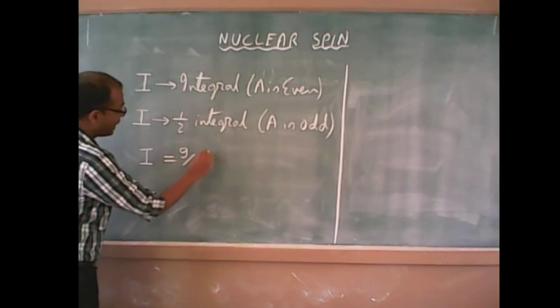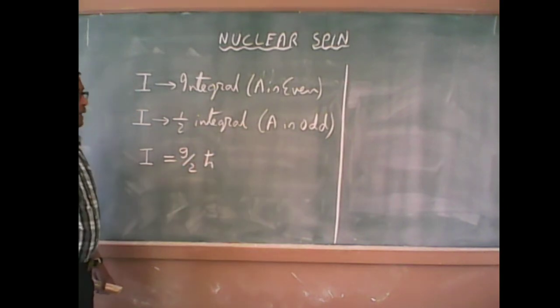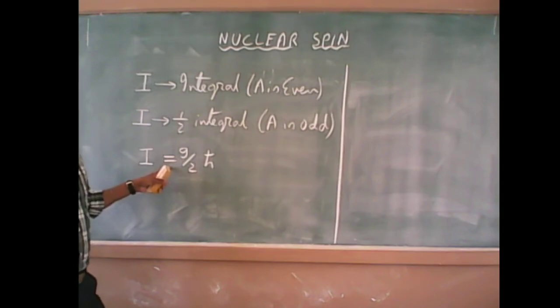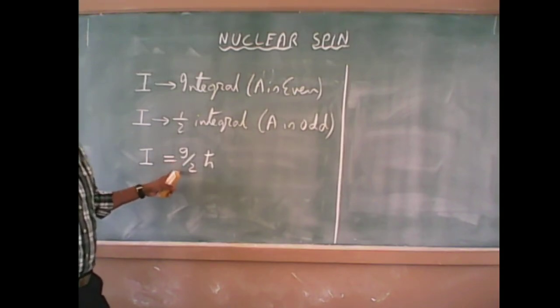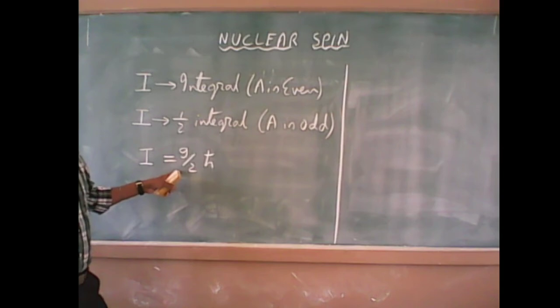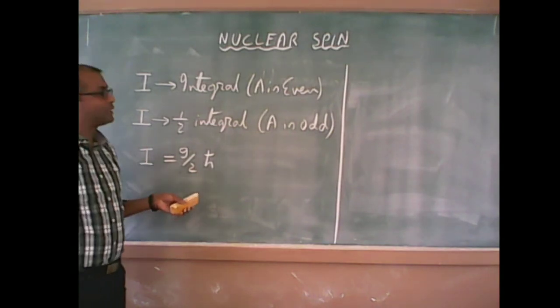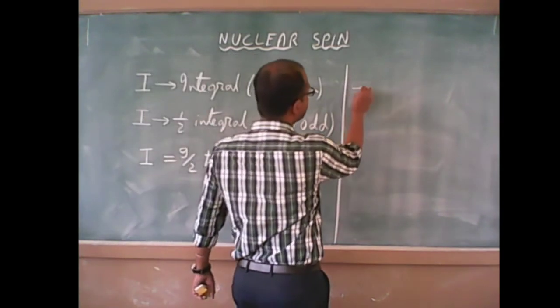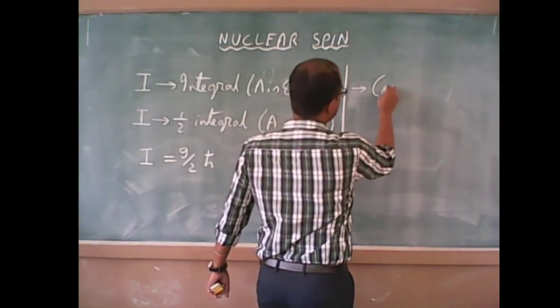However, it has been observed that the maximum measured value of I is 9/2 h cross. Even for the heavier nuclei, the maximum experimentally observed value has been found to be 9/2 h cross. This hints at the formation of pairs among the nucleons. What happens in the pairs is that the individual orbital and spin angular momenta cancel out, and the nucleons in the nucleus form a core. This is known as core formation.